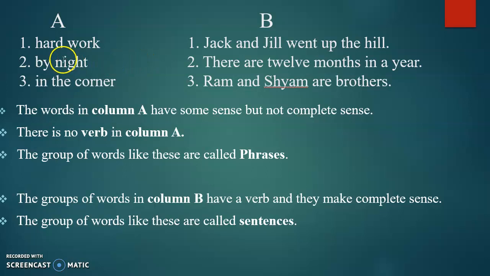For understanding the difference between column A and column B, we have to read both of the columns very carefully. Column A, let's start. Number 1, hard work. Number 2, by night. Number 3, in the corner. Now we read column B. Number 1, Jack and Jill went up the hill. Number 2, there are 12 months in a year. Number 3, Ram and Shyam are brothers.